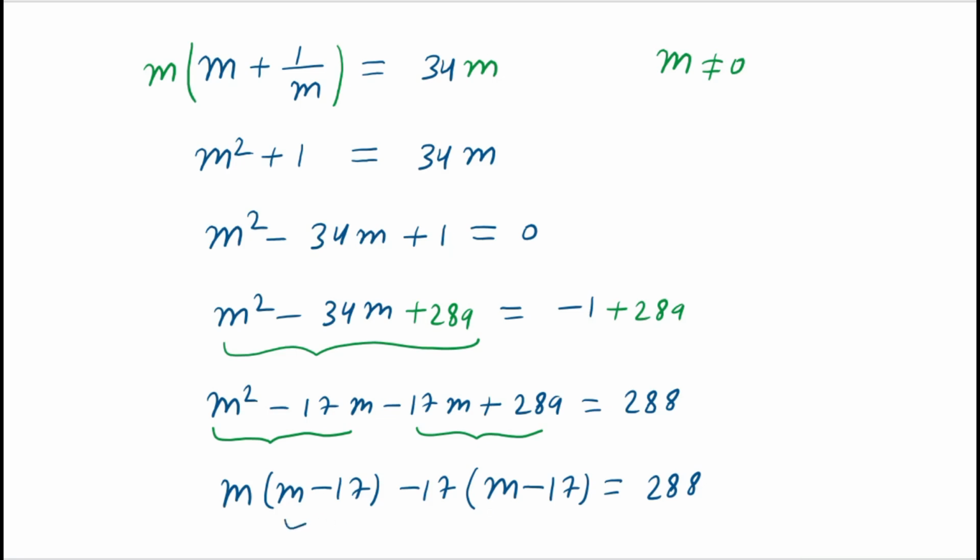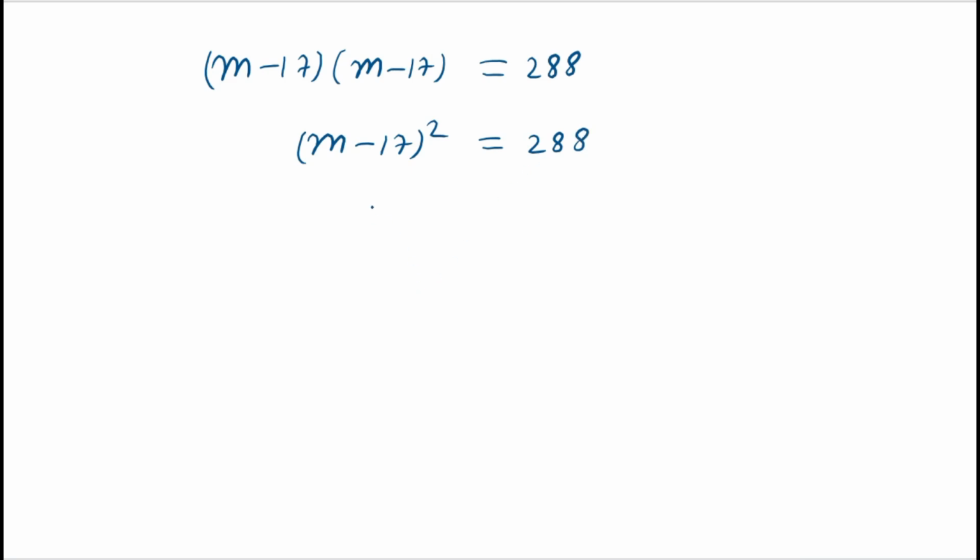Now on the left hand side we have the common factor m minus 17 and here m minus 17. If we take common m minus 17, then you will get here m minus 17, and this is equal to 288. Now m minus 17 times m minus 17 is m minus 17 whole squared, and this is equal to 288. Now if we apply this rule, if a squared is equal to b, this implies a is equal to plus minus square root of b.